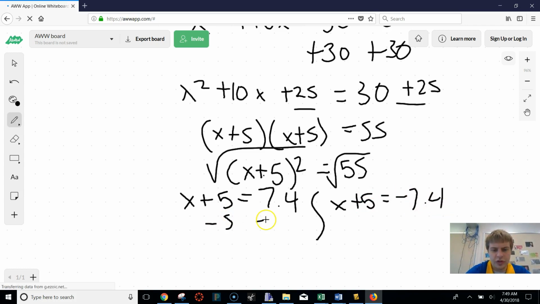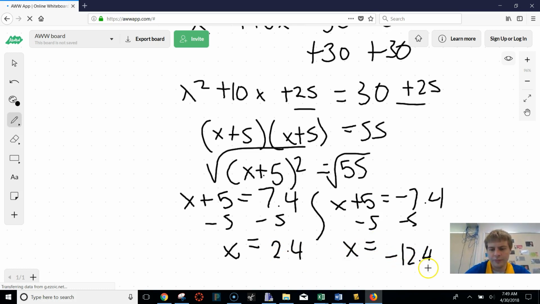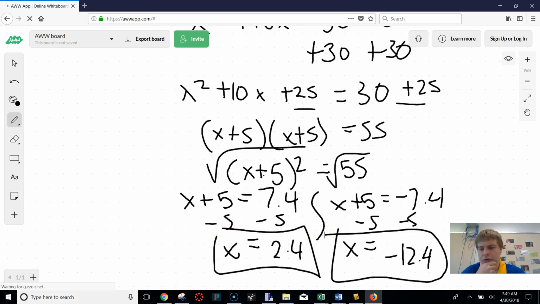So then I'm going to subtract 5 from each side, and we will get our final answer to be x equals 2.4 and x equals negative 12.4. And those are our two answers. Let's try the next one.